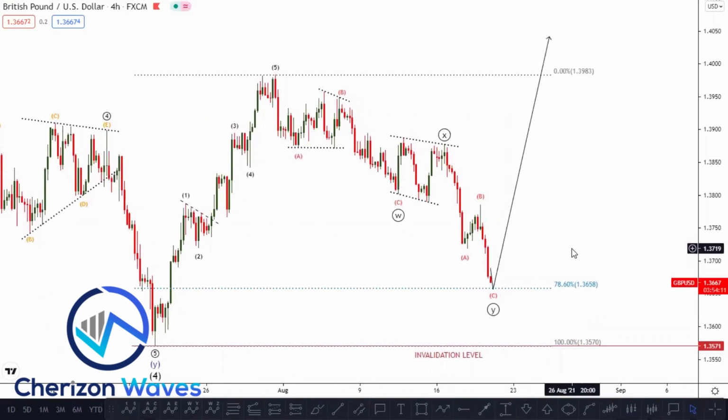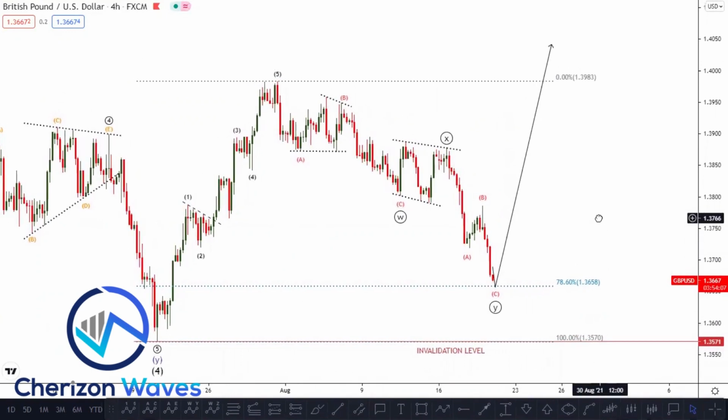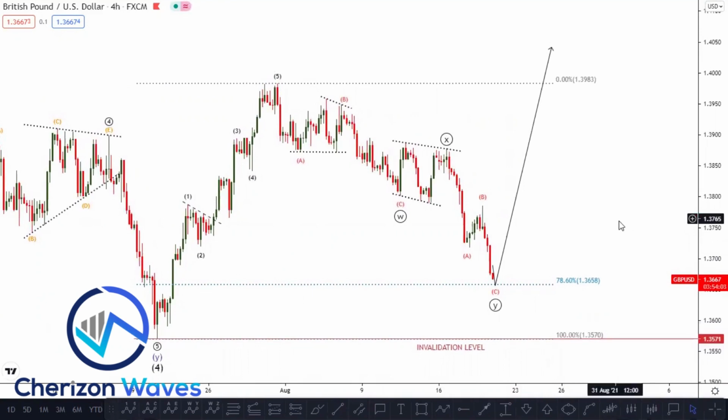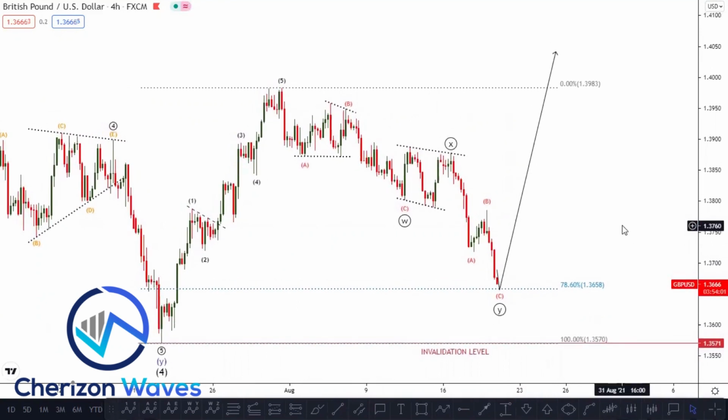On the 19th of August 2021. This is the first live analysis that we're doing, and we will be explaining our analysis on the major pairs and gold. We will start with the British pound against the US dollar on the 4-hour time frame.